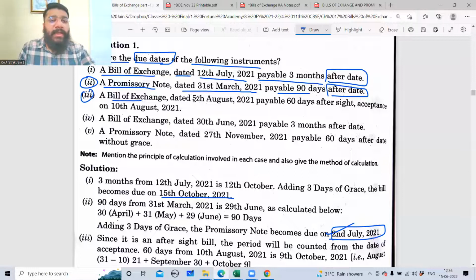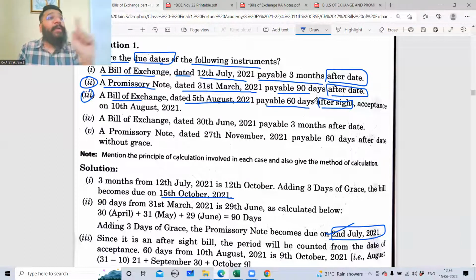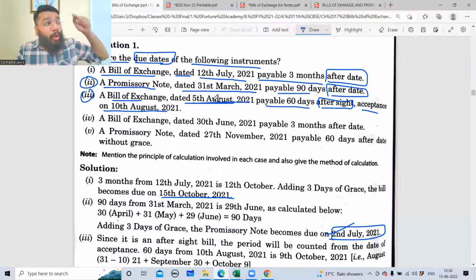Next is a bill of exchange dated 5th August 2021, payable 60 days after sight. After sight means what? After acceptance. So from the acceptance date, you need to calculate. Acceptance is on 10th August. So 5th August is the issue date. I have sent the document by courier. The other person has received it after 3-4 days, and on 10th he has signed it.